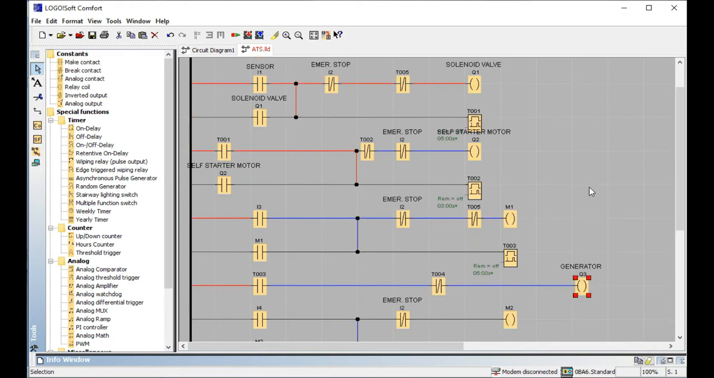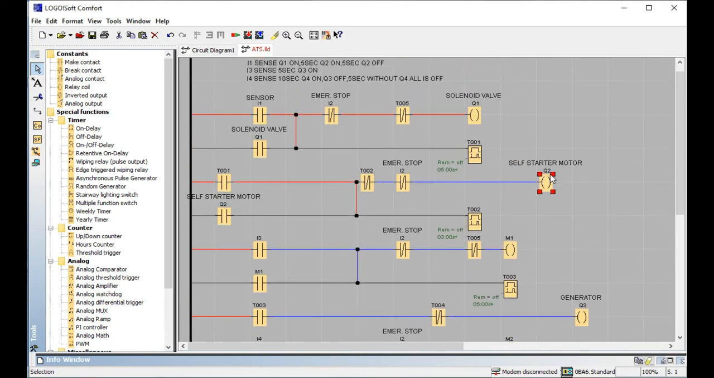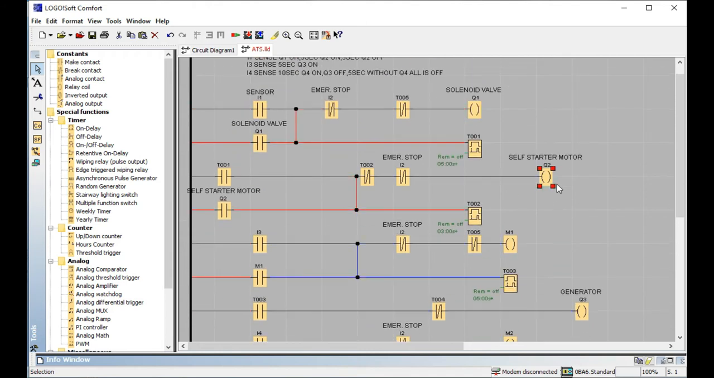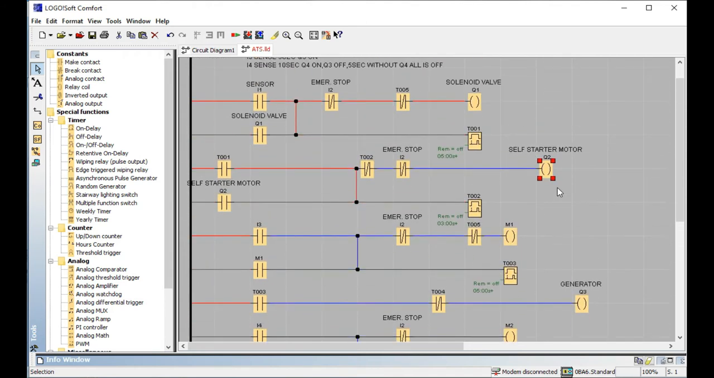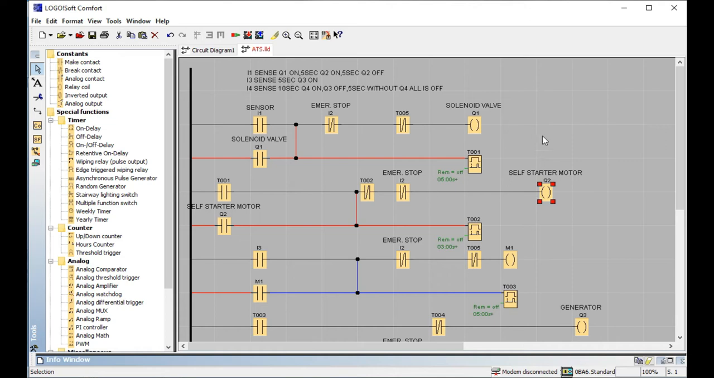It should not be overlapping here. So that is why you should understand what you are doing. This is the programming part. When PDB is absent and I1 senses, Q1 is on. That means the solenoid valve is on. After 5 seconds, Q2 is on. That means the self-starter motor is on.